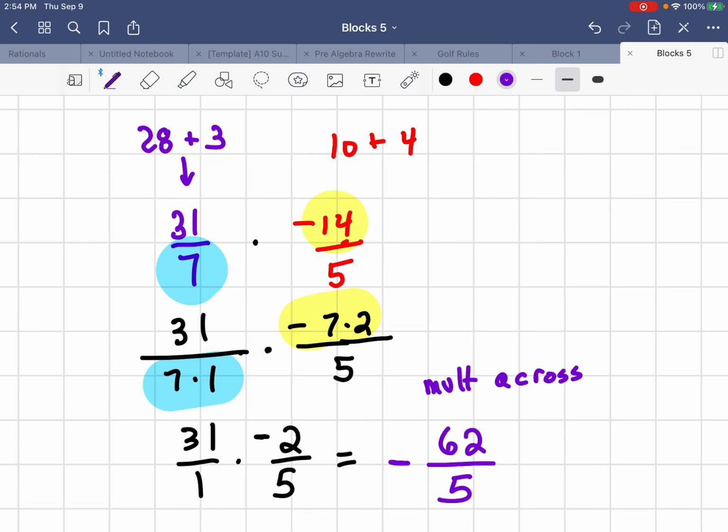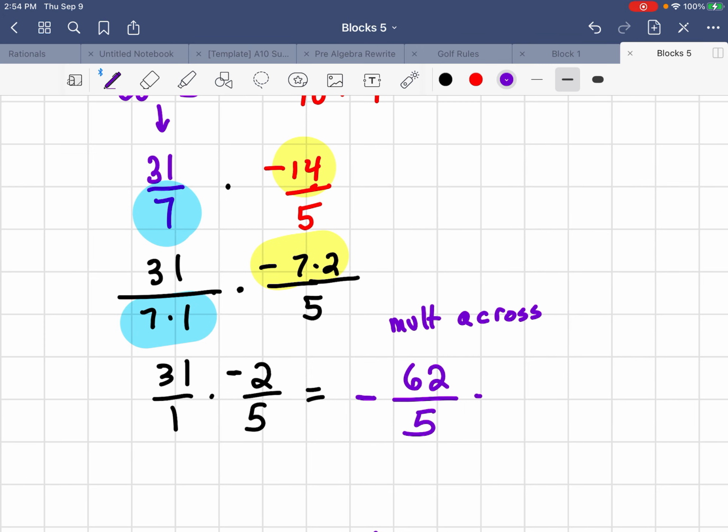If you want to call that whatever mixed number that is, I think it's 12 and 2/5, or its decimal equivalent, negative 12.4, you can do that. They're all equivalent, but for me, that's the answer that I'm looking for.